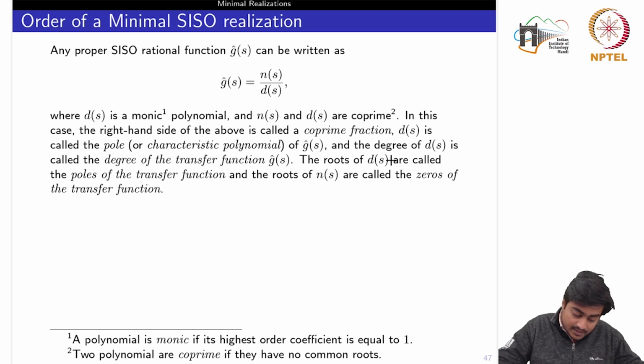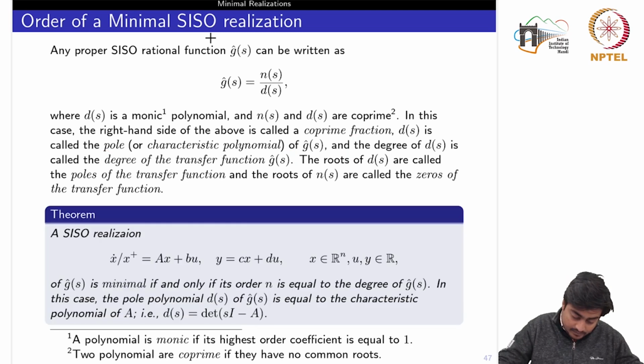The roots of D(s) are called the poles of the transfer function, and the roots of N(s) are called the zeros of the transfer function, which we know already. So the main important aspect to look at here is the degree of D(s), or the degree of the transfer function. In the next result we will connect the degree of the transfer function G-hat with the minimal realization.